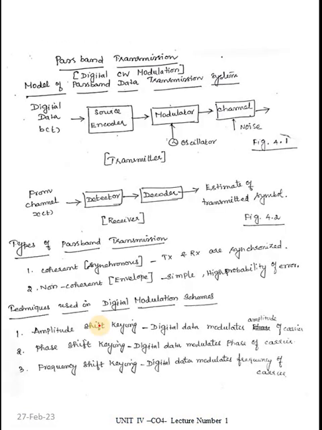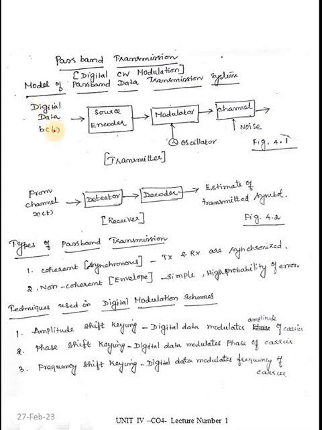The first topic is passband transmission. So this is the block diagram of a digital modulation scheme. This block diagram consists of 3 major blocks on the transmitter side. Similarly, 2 major blocks on the receiver side.